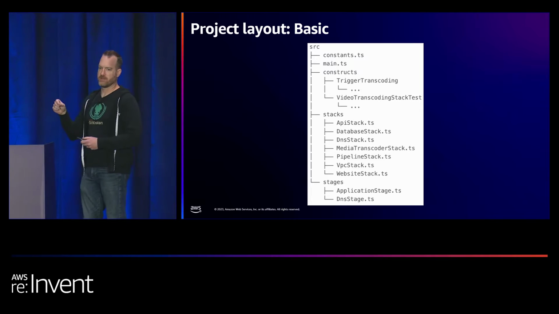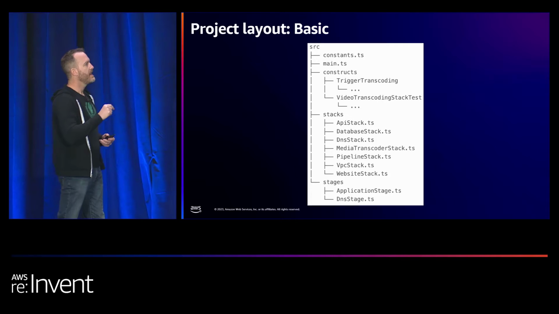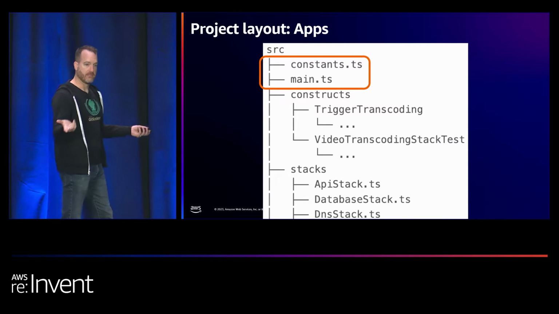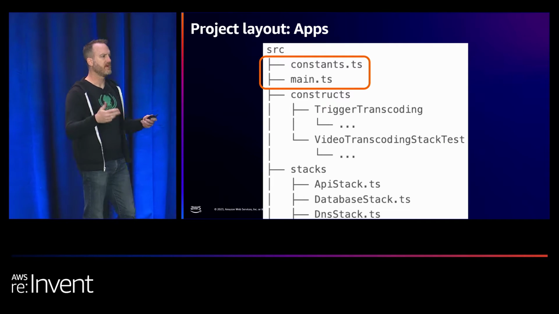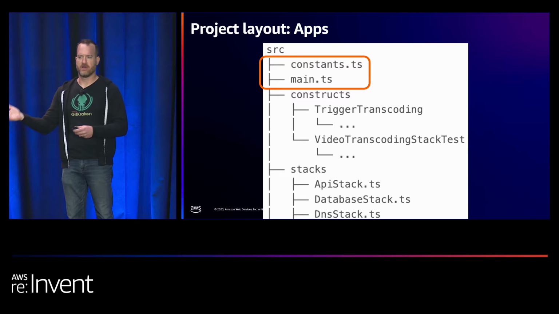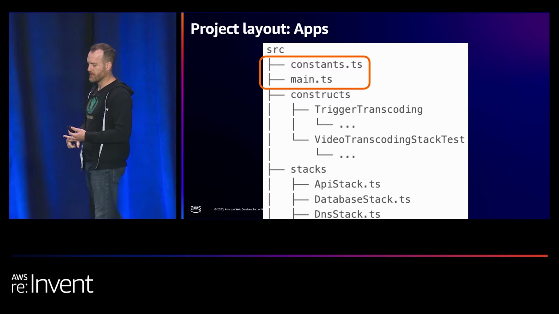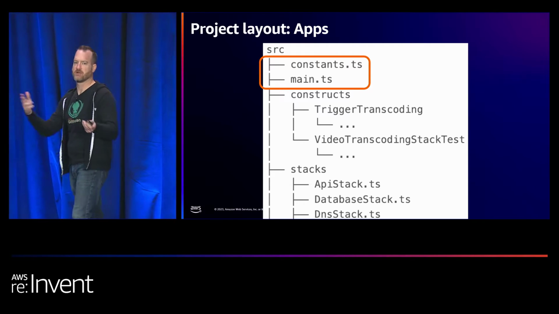I start off everything in a source directory. This is the projen convention. Everything's in source. And in the root of that source directory, I'm going to put in my main.ts, which is my main application, and then a constants.ts file, which holds all of those constant values that I'm going to share across a lot of different files and things like what's my account number for my prod account, what's my account number for my dev account, what are my primary region, my secondary region, any sort of thing that I'm going to share a lot, I'll put in constants.